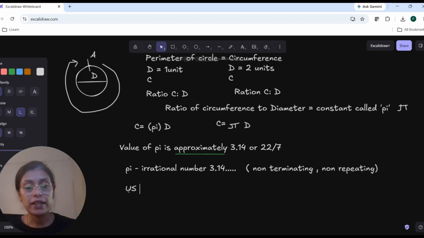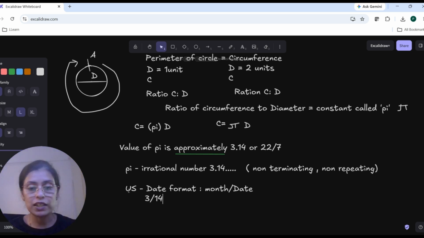So in US, when they write the date format, what they do write is month and then date, right? So given that, if you see 3/14, this is March 14th, and they started calling it Pi Day. They started celebrating it as Pi Day.